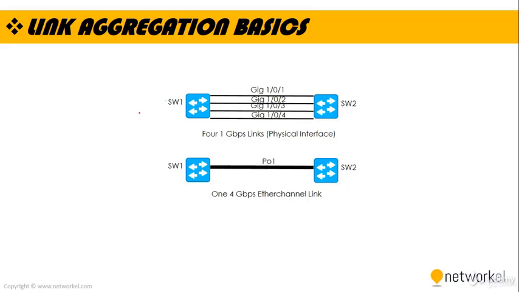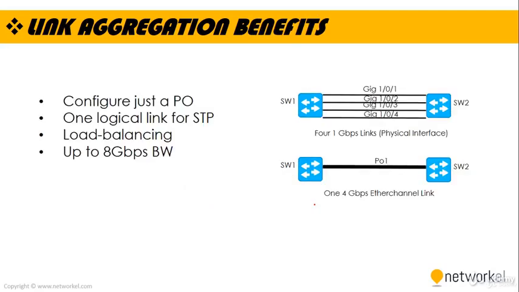Alright, as you can see here, we have 4 separate gigabit links connecting these switches to each other, and by using the EtherChannel we are combining them together and we are getting a 4 gigabit per second EtherChannel link. Let's go ahead with the benefits of link aggregation. We have some significant benefits for using link aggregation, guys.